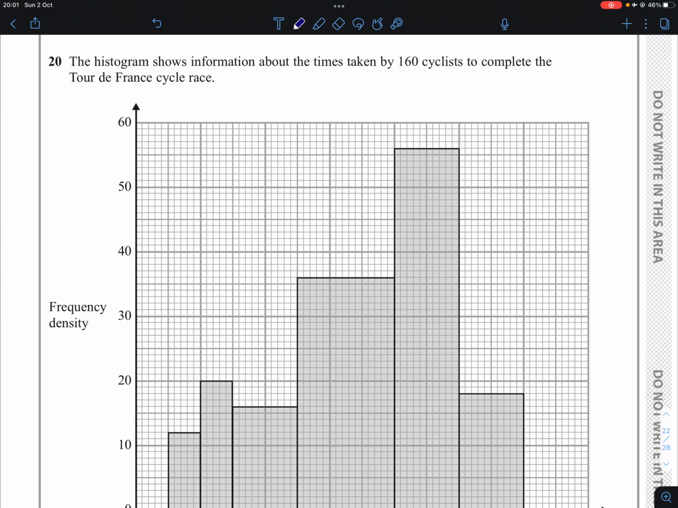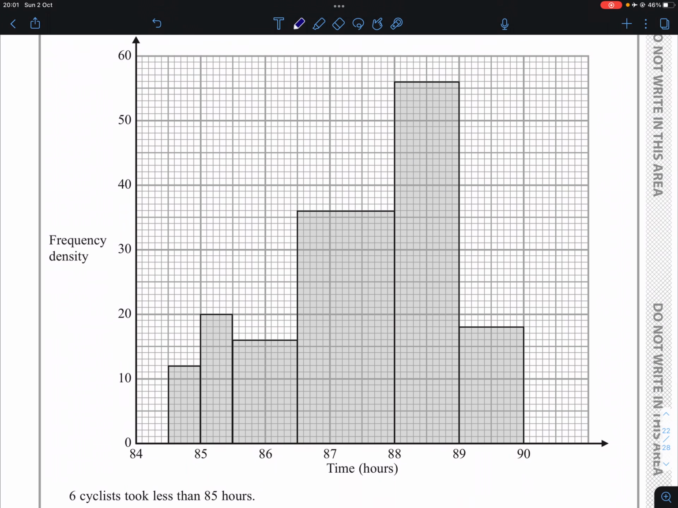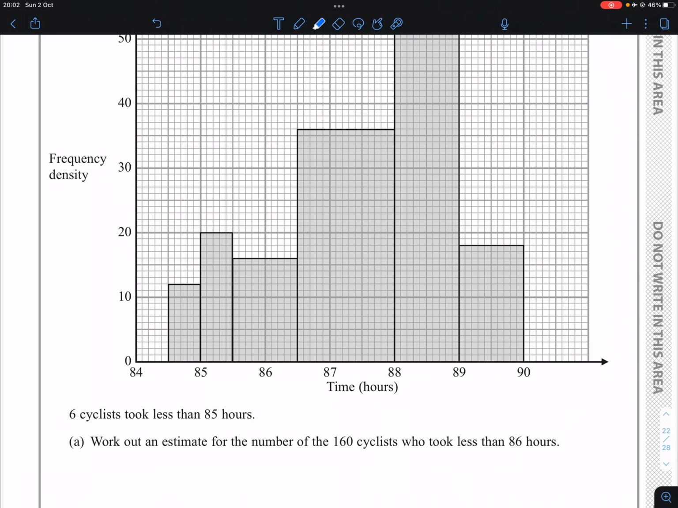Question 20. The histogram shows information about the times taken by 160 cyclists to complete the Tour de France cycle race. So our frequency density here in our histogram we've been given the values as so, and our time values allow us to get our intervals based on the different widths of each of these bars. 6 cyclists took less than 85 hours. What that's telling us is that this bar here, which is the only one less than 85, has an area of 6.